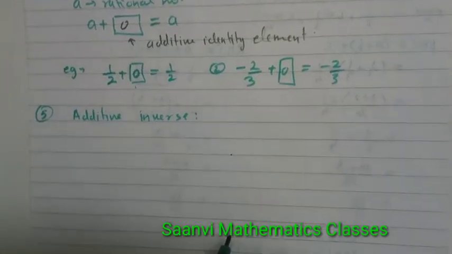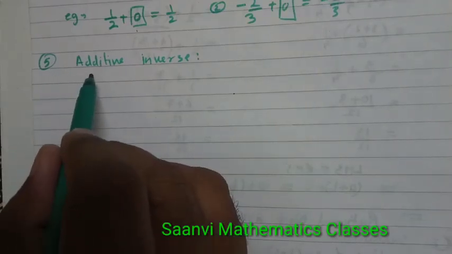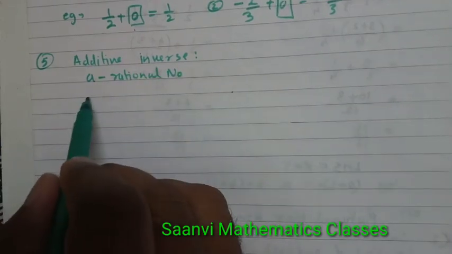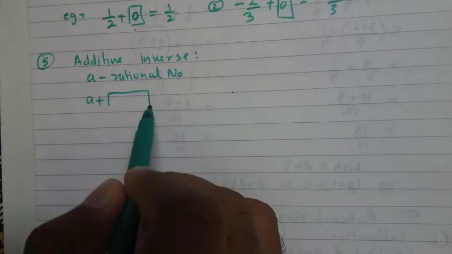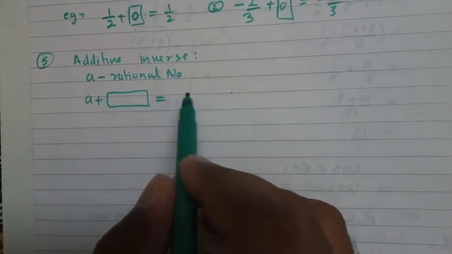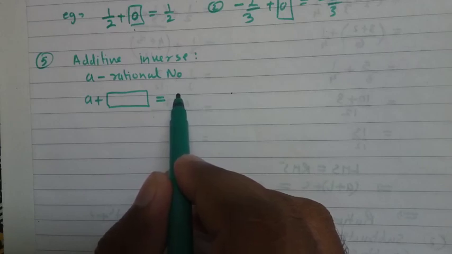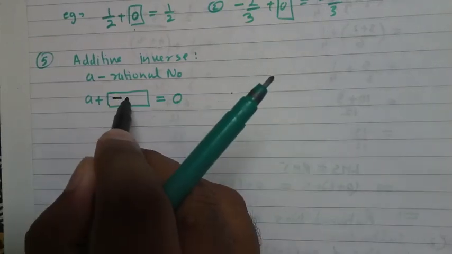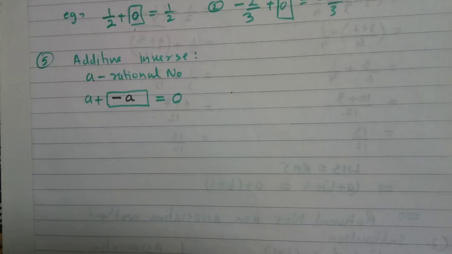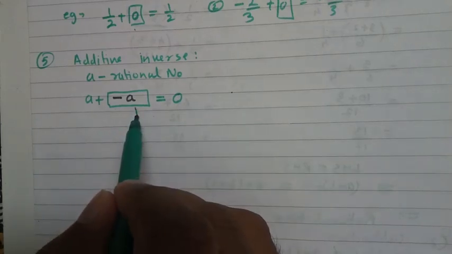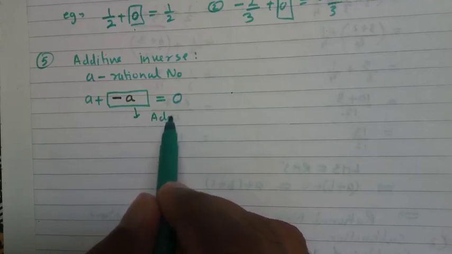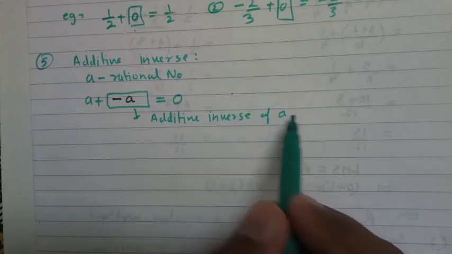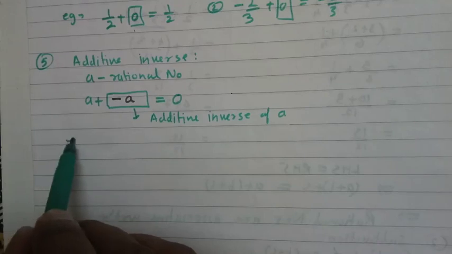Now try to understand this. What is the meaning of this additive inverse? Suppose you are given a as any rational number. To this number a, what should we add so that we get the identity element of the rational numbers? The additive identity element is 0. So what should we add to this? That should be minus a. So this minus a is called the additive inverse of a.